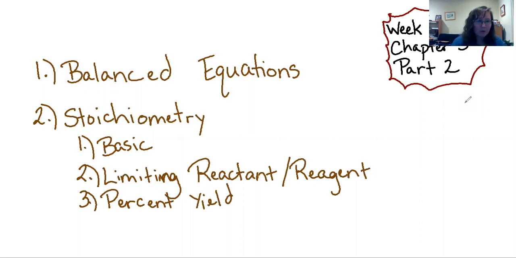So chapter 3, part 2. What we're going to be covering tonight are balanced equations and stoichiometry. But stoichiometry is going to have 3 distinct parts to it: kind of a basic or a simple stoichiometry, limiting reactant or limiting reagent, and percent yield.